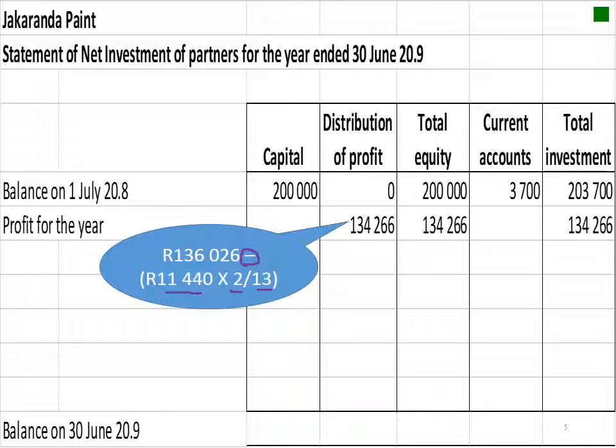So that means I'm taking out the income that relates to July and August, and the other side of the entry would be that that would go to income received in advance. So my profit for the year is the 136,026 minus the 2 months worth of rent income. So that goes into my distribution of profit column. That's a credit, and it goes into the total column.